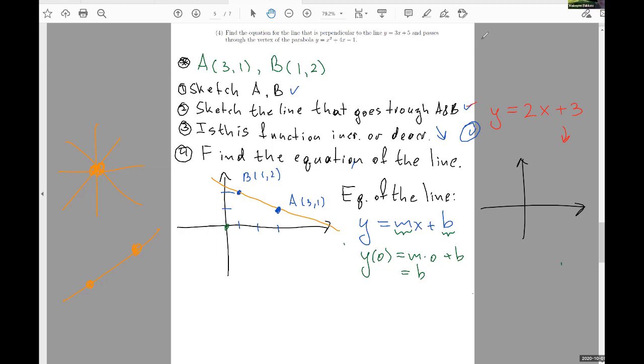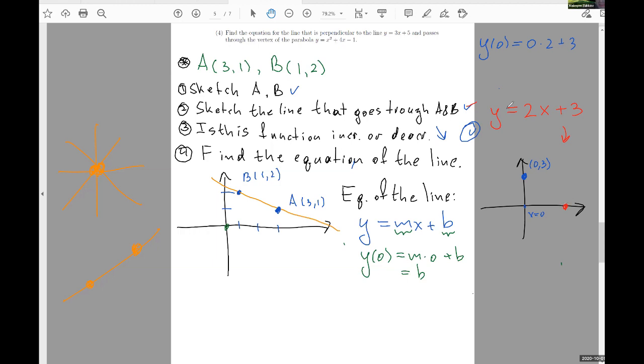You just need to set your x to be equal to 0. So you'll get 0 times 2 plus 3. So when x is equal to 0, my output is this point, 0, 3. The second simplest point to find is when your line intersects the x-axis. If your line intersects the x-axis, what is the value of your y? y is equal to 0.